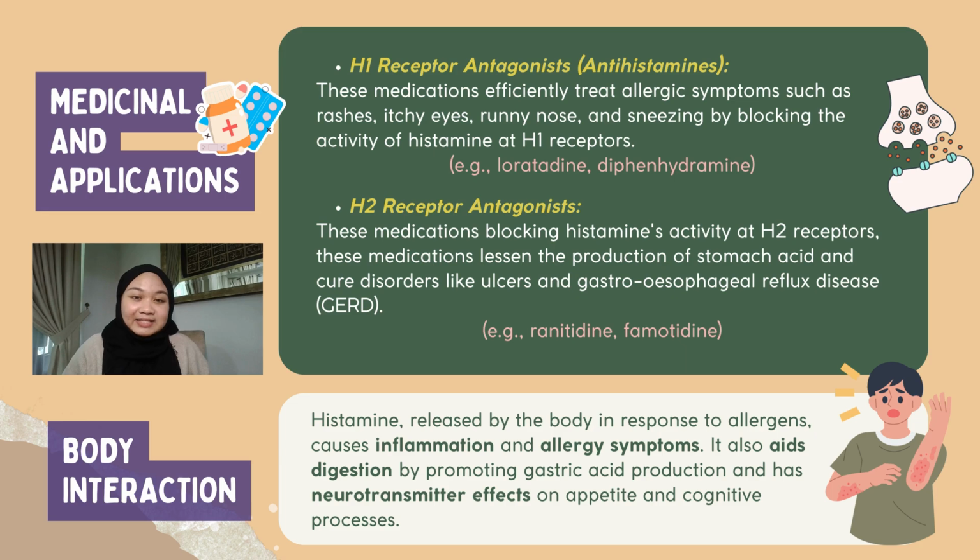H1 receptor antagonists or antihistamines are used to treat symptoms like rashes, itchy eyes, runny nose, and sneezing. Common examples include loratadine and diphenhydramine. H2 receptor antagonists reduce stomach acid production and are used for conditions like ulcers and GERD. Examples include ranitidine and famotidine.